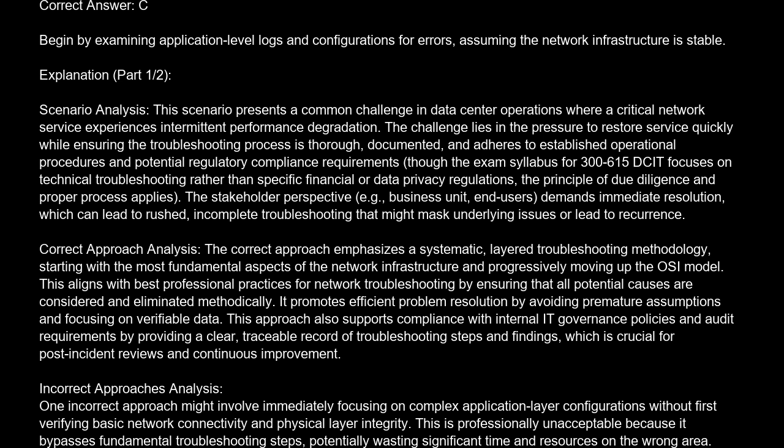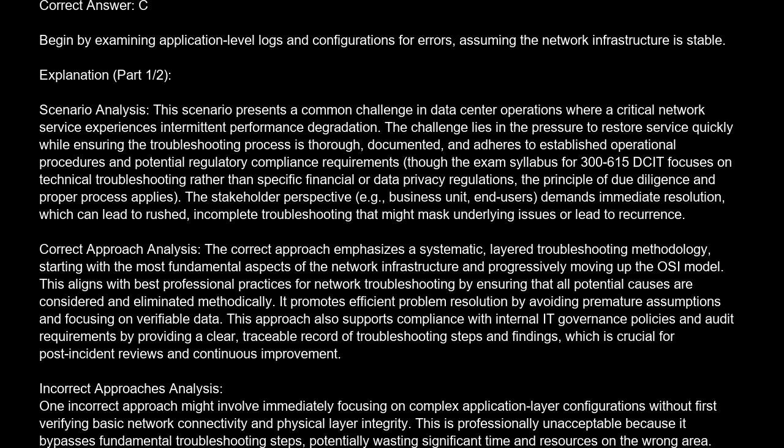This approach also supports compliance with internal IT governance policies and audit requirements by providing a clear, traceable record of troubleshooting steps and findings, which is crucial for post-incident reviews and continuous improvement.